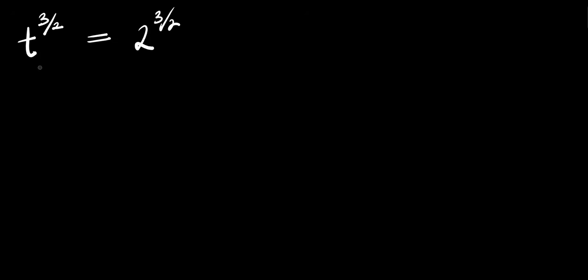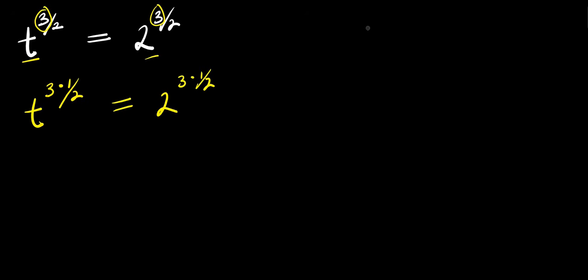Hello, how to solve this: t power 3 over 2 equals 2 power 3 over 2. Solving for all values of t that satisfy this equation. So we can factor 3 from here and 3 from here. This is t power 3 times 1 over 2 equals 2 power 3 times 1 over 2.